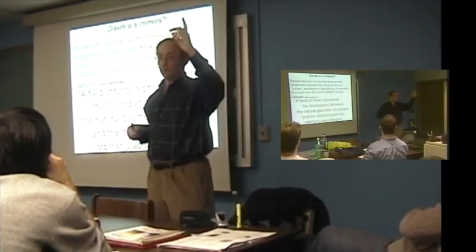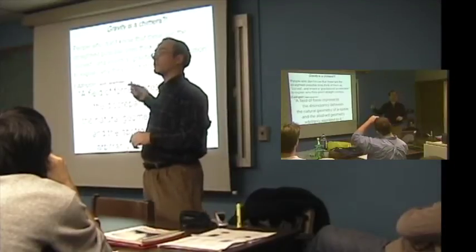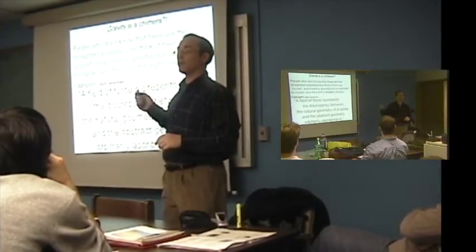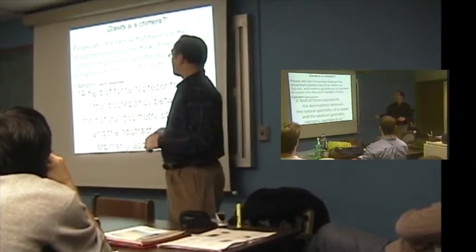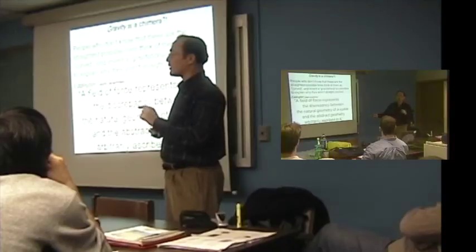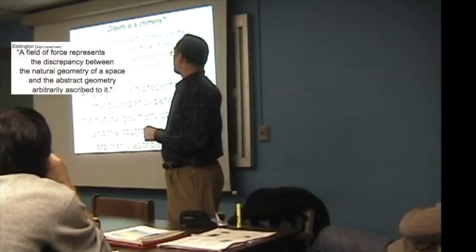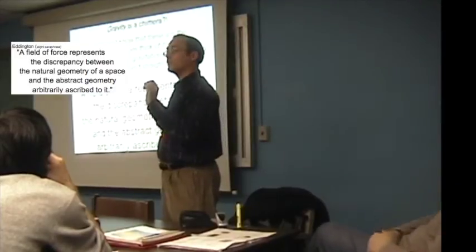No. Eddington, who was a physicist who died 50 years ago exactly, was one of the first mathematical physicists to explore Einstein's theory. He wrote some beautiful stuff. A slight paraphrase, because he used some terminology that might be archaic and also that we didn't deal with: a field of force represents the discrepancy between the natural geometry of a space and the abstract geometry arbitrarily ascribed to it. It's just a beautiful summation.